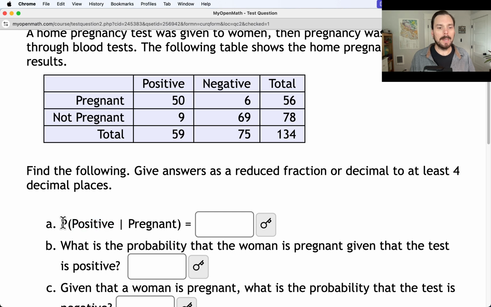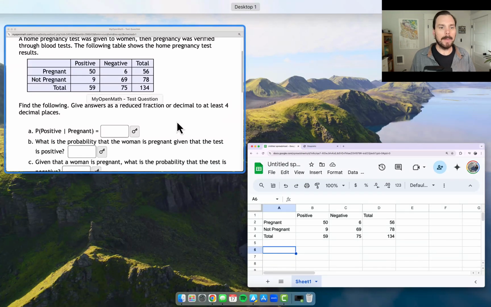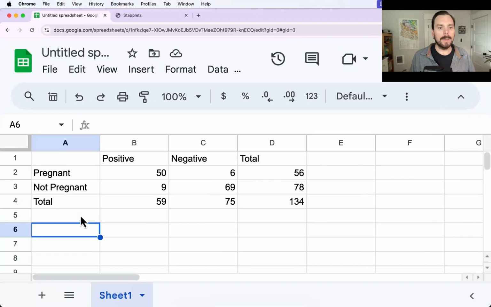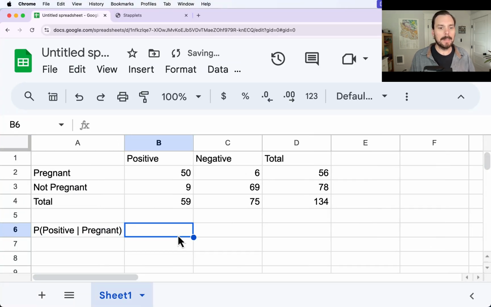Many people will say probability of positive given pregnant. I like to think of it as out of the pregnant group. So out of the 56, we have 50 over 56. And over in Google Sheets, I can do that. I'm going to copy and paste this notation. Notation's helpful here because I don't want to have to write that whole long sentence.